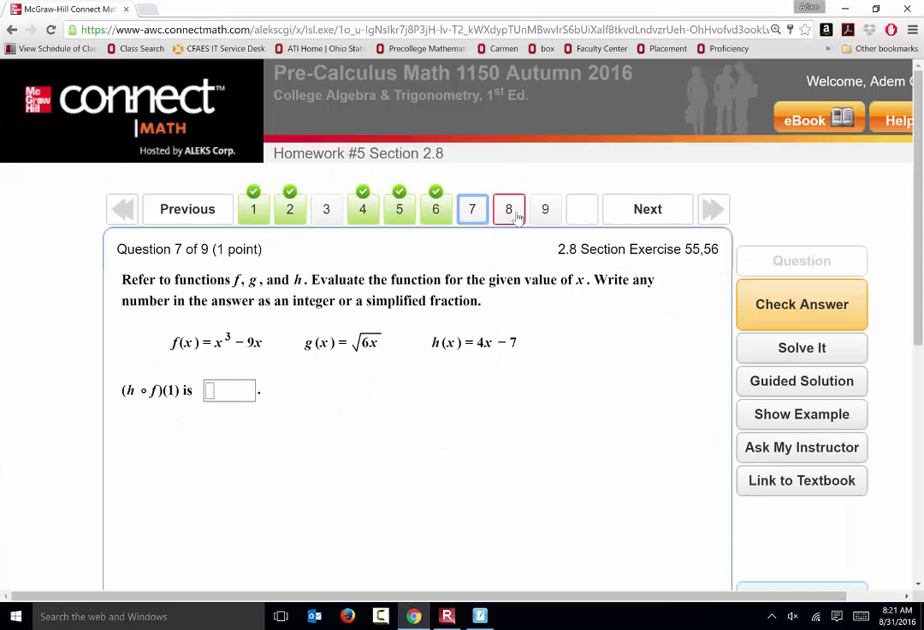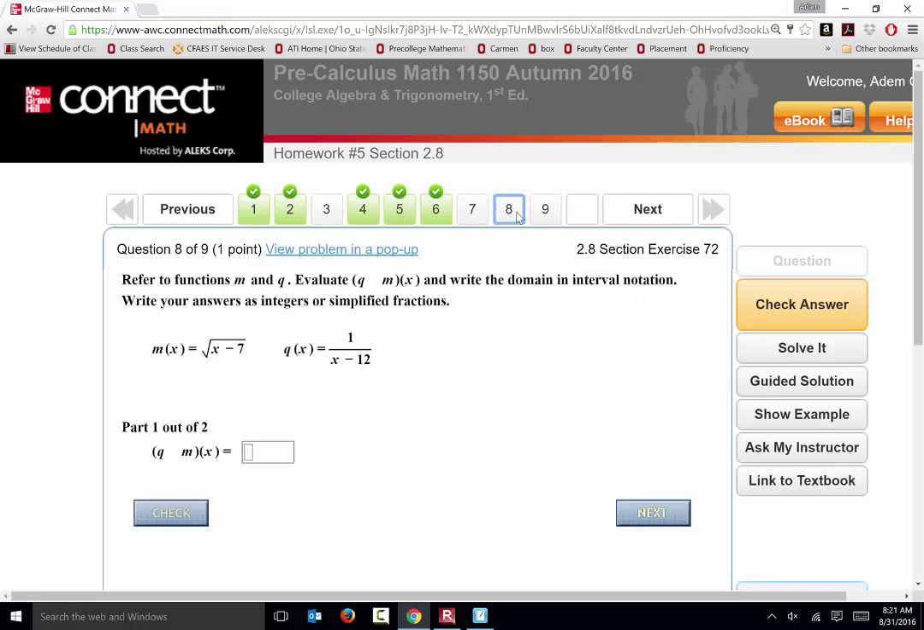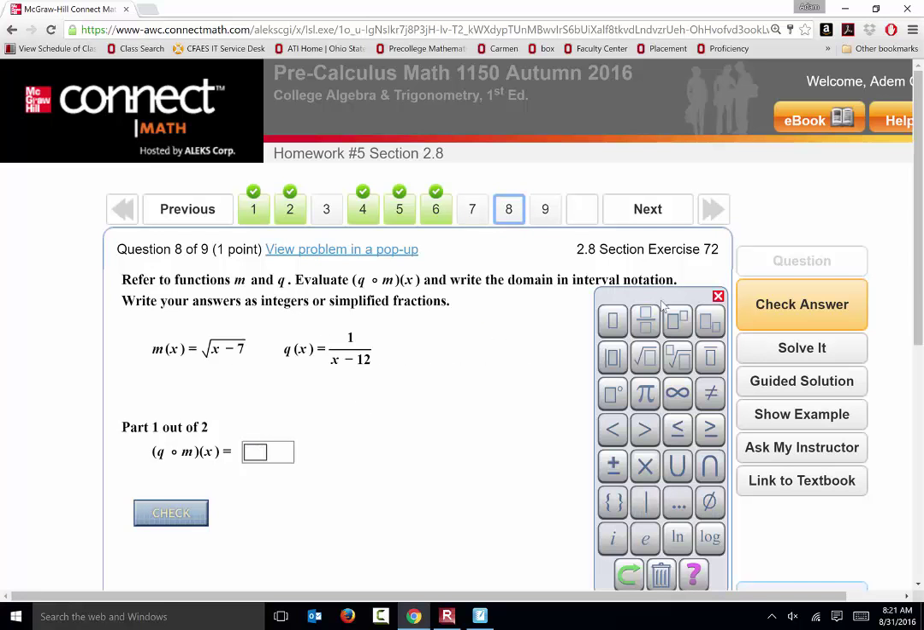Oh, this is 8. By the way, you can do this on your own. It's very similar to 6. So first make a fraction. We have a fraction answer. Top is 1. Bottom is square root of X minus 7. Go out with the arrow key and type in 12.